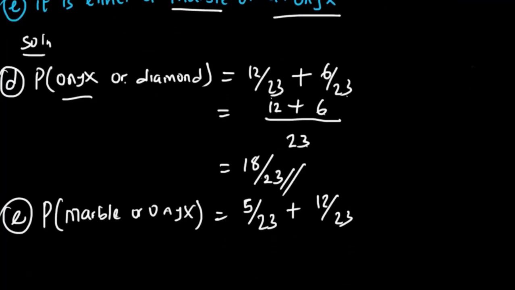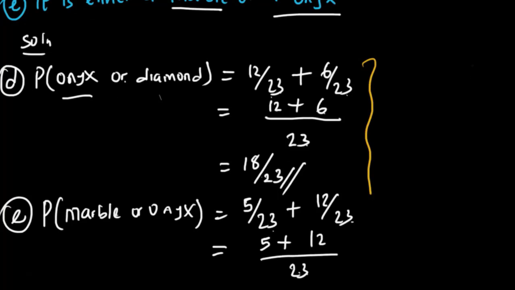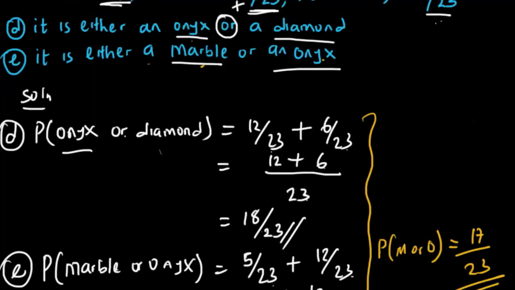Now we also find the LCM. 23. 23 divided by 23 is 1. 1 times 5 is 5 plus 23 divided by 23 is 1. 1 times 12 is 12. So we have 5 plus 12 all over 23. And this will give us probability of marble or onyx equals to 5 plus 12 is 17 all over 23. And this is our answer.